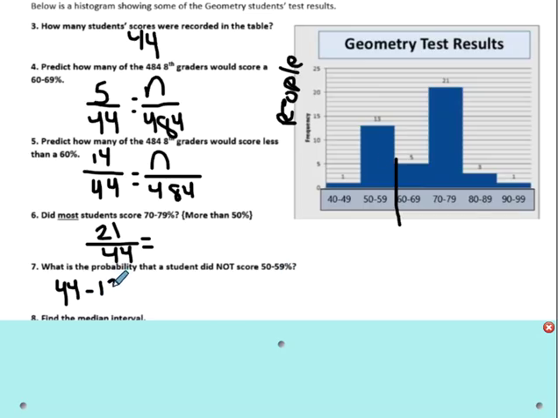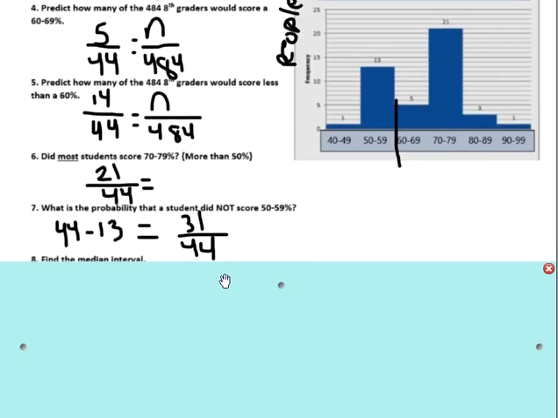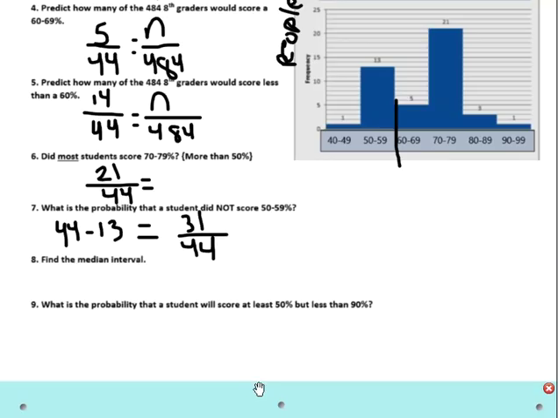So how many students are left if we do 44 minus 13? Well, we've got 31 students left in all the other intervals out of our 44. And it doesn't ask for percent, it just says probability, so we're going to assume we would leave it in a fraction. 31 is a prime number, it cannot be reduced. Okay. Number 8, find the median interval.